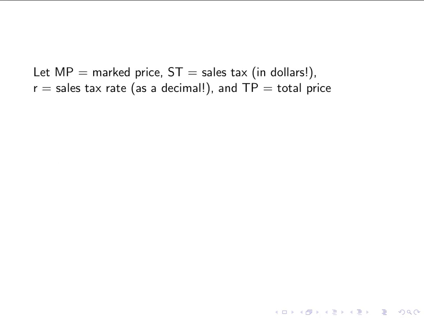So we're going to use a couple of abbreviations here. We're going to let MP be the marked price, which again is the price before the sales tax. ST will be the sales tax itself, so in dollars. R is the sales tax rate.